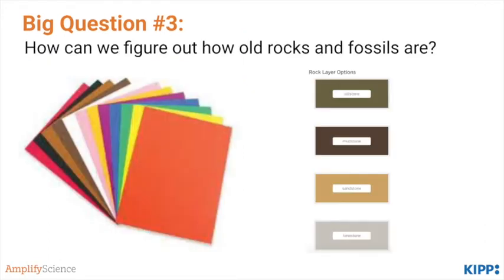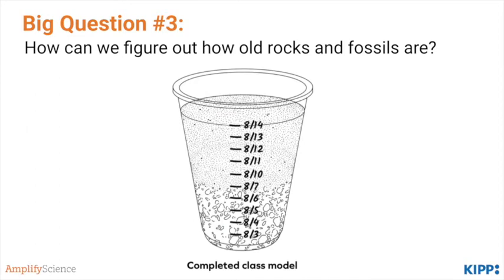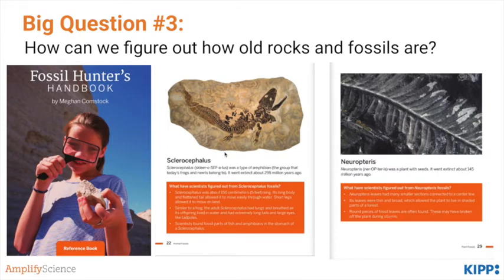We begin this part of the unit by doing a model where students lay different colors of paper on top of one another in order to model how sedimentary rock forms with the older layers on the bottom and newer and younger layers on top. Students then look at their completed class model of sedimentary rock with gravel and sand and discuss, once again, the relative ages of the rock layers. Next, they read the book Fossil Hunter's Handbook, where they learn about the inferences that scientists make from fossils that they discover, as well as relative ages, and more about how fossils form.